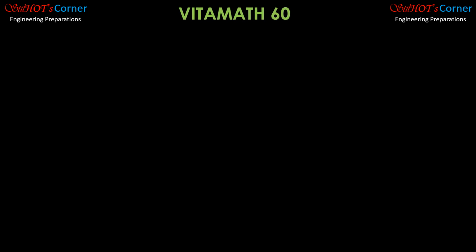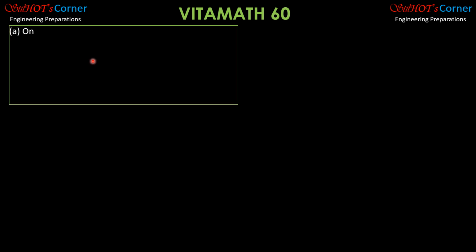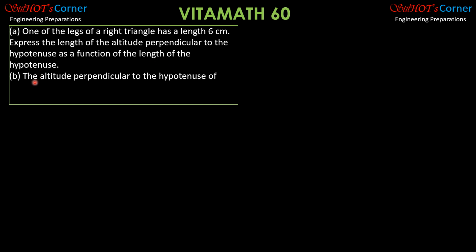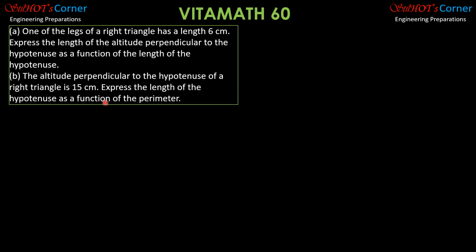Vitamath 60, this is about expressing one quantity in terms of the other quantity, geometric quantity maybe. So in this case, one of the legs of a right triangle has a length 6 cm. Express the length of the altitude perpendicular to the hypotenuse as a function of the length of the hypotenuse. Then for part B, the altitude perpendicular to the hypotenuse of a right triangle is 15 cm. This is a different problem. Express the length of the hypotenuse as a function of the perimeter.